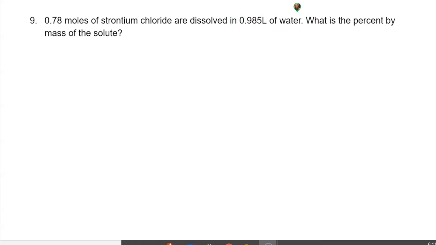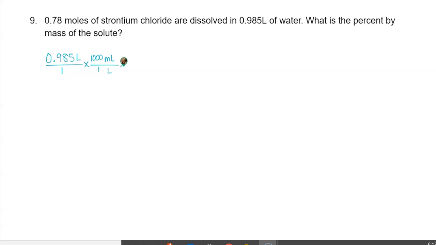We know water has a density of 1 gram per milliliter, but because our volume of water is in liters, we're going to have to convert to milliliters in order to have our correct number of grams. So let's go ahead and do that first. That conversion's pretty easy. We have 0.985 liters, and so we're just going to convert our liters to milliliters. There are 1,000 milliliters in 1 liter.